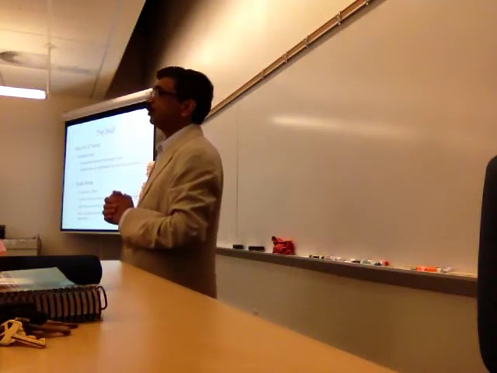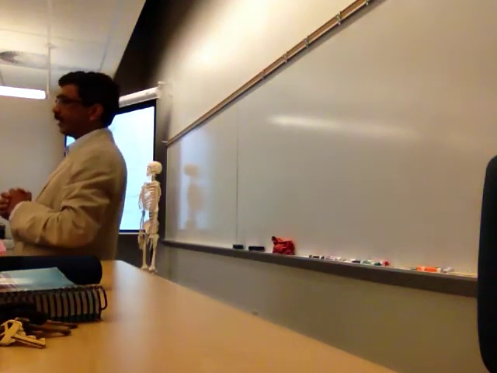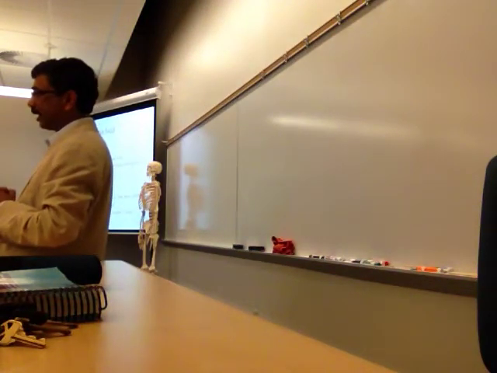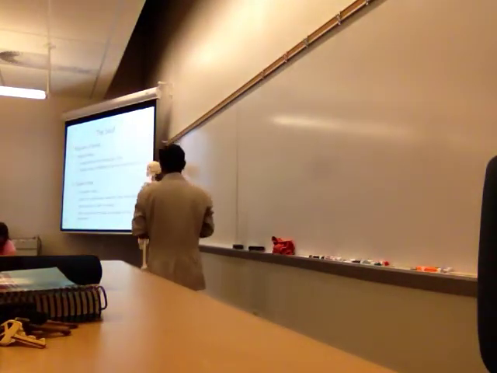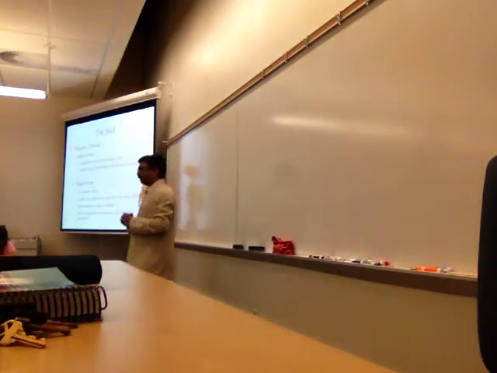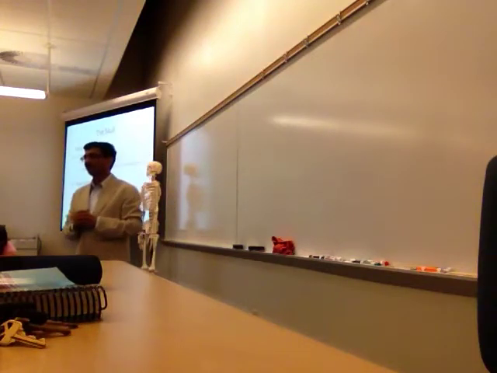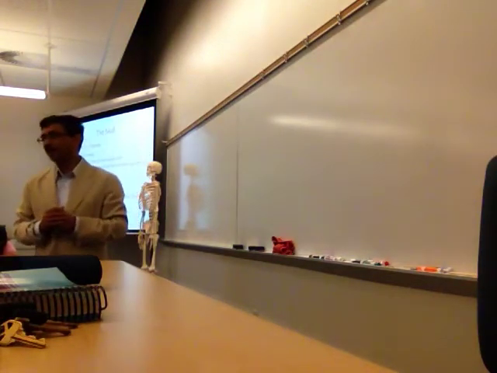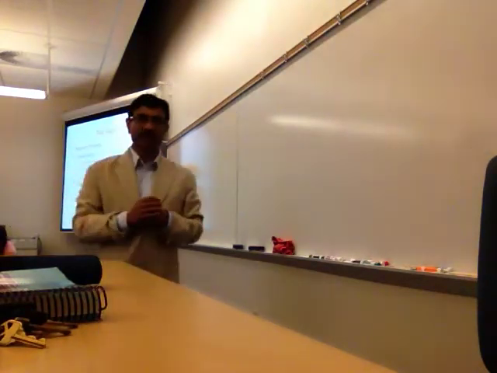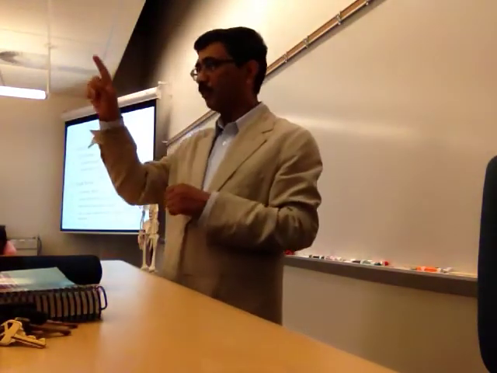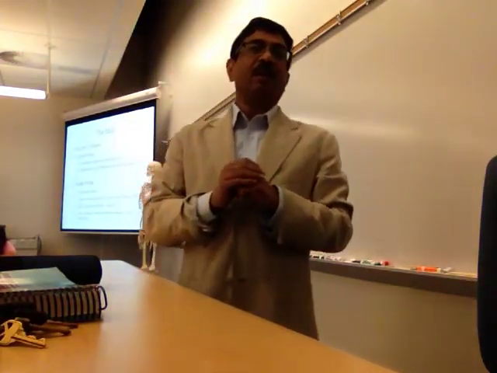There are a total of 8 cranial bones present in the skull. How many? 8. And there are 14 facial bones in the skull. So 8 cranial and 14 facial bones. Okay.